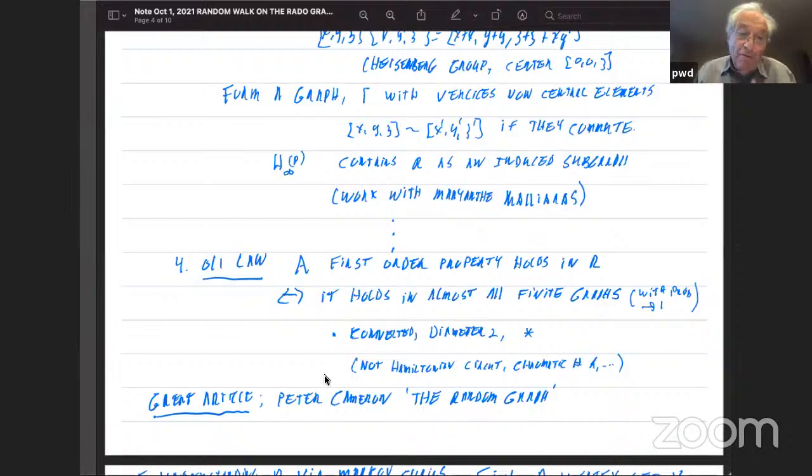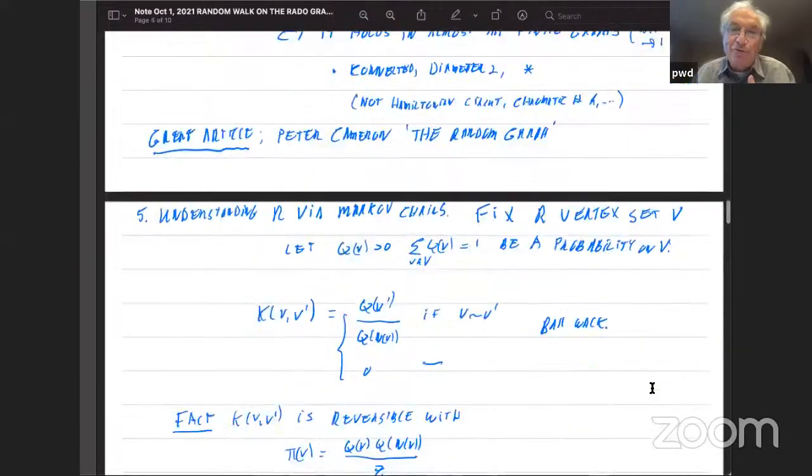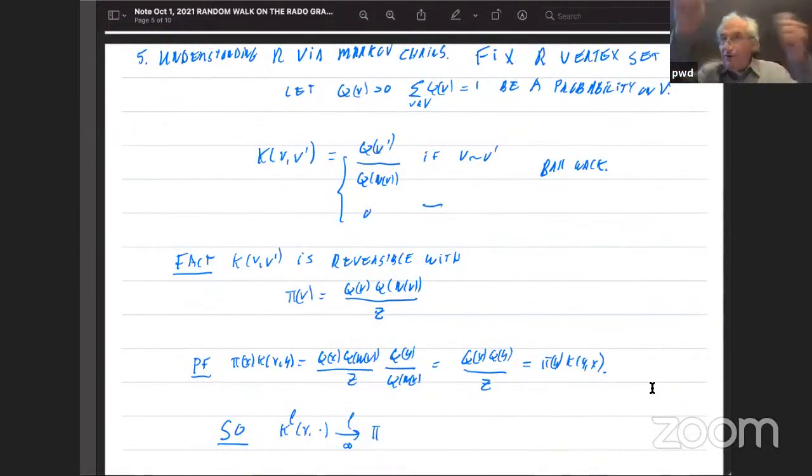Okay, now I'm a probabilist, and a natural way to understand anything for me is to make a random walk on it. Then that forces you to ask certain kinds of questions and maybe try to understand them. So I want to make a random walk on the Rado graph just as a way of touching it as a probabilist. So pick a probability distribution on whatever vertex set you're working in. I'll think of it as the integers. And so I've got Q of x bigger than zero, strictly positive everywhere, and it sums to one.